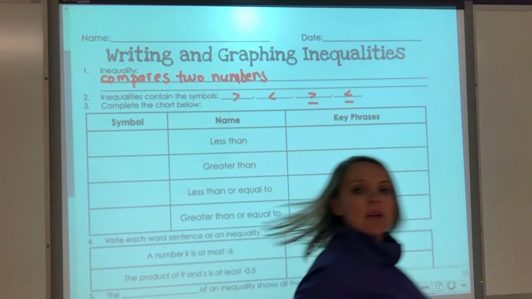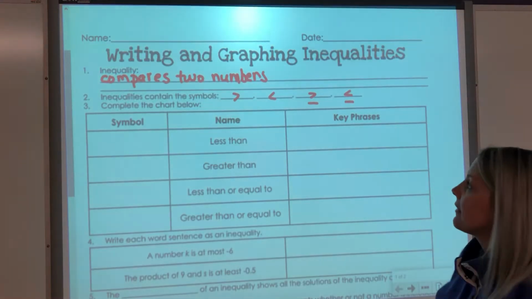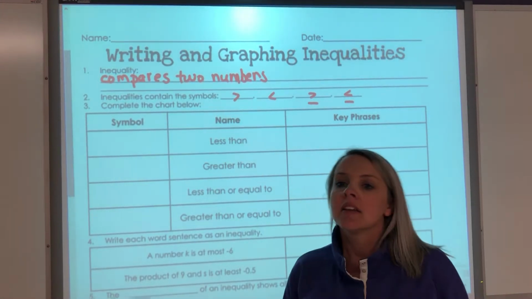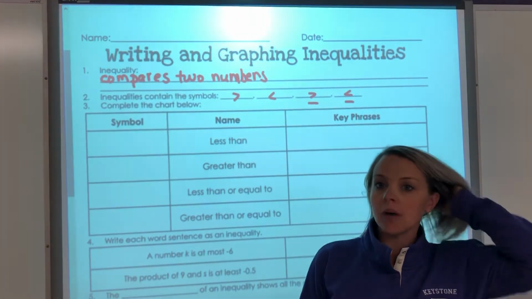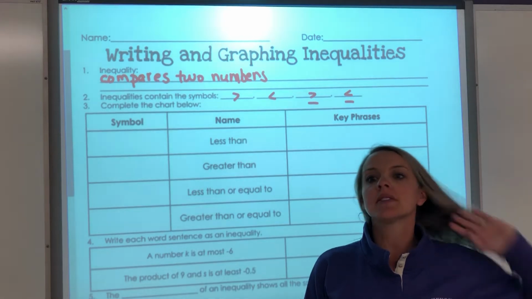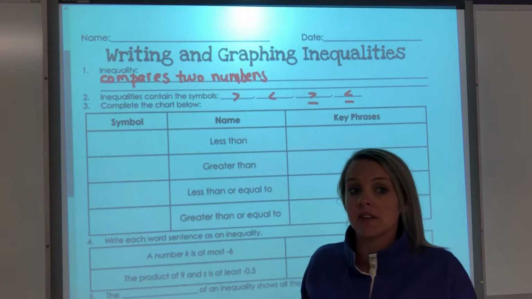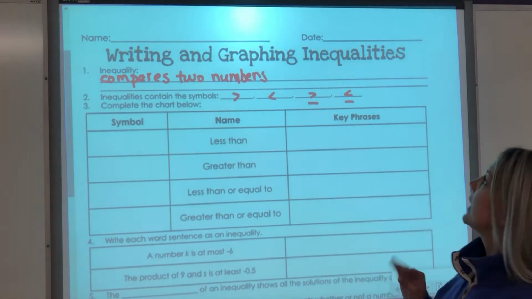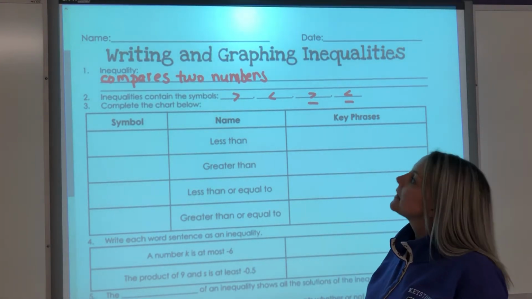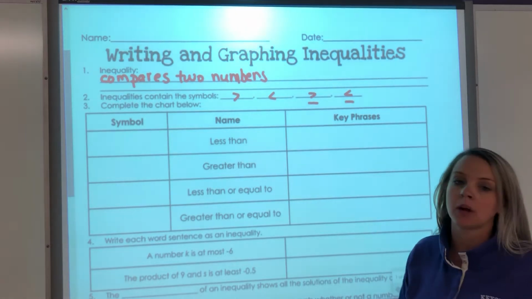Okay, ladies and gentlemen, today we're going to focus on writing and graphing inequalities. Yesterday when we were doing your Desmos activity, we focused on interpreting inequalities and how to plot those numbers on the number line. So today we're going to write and graph inequalities. So an inequality compares two numbers.